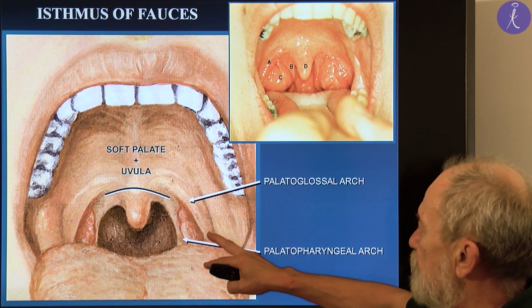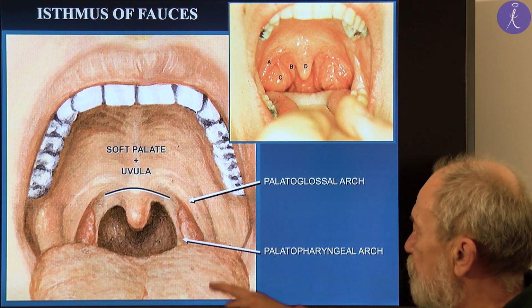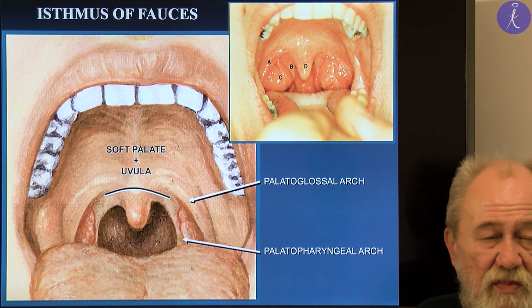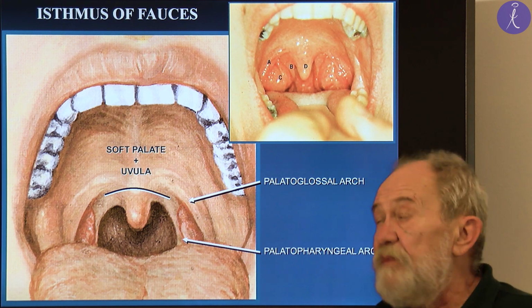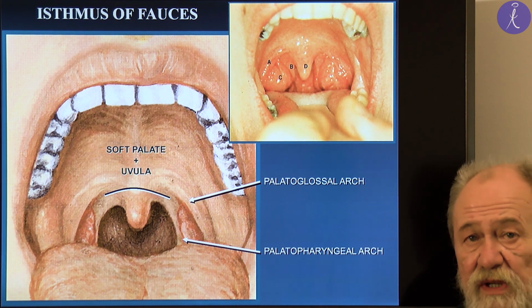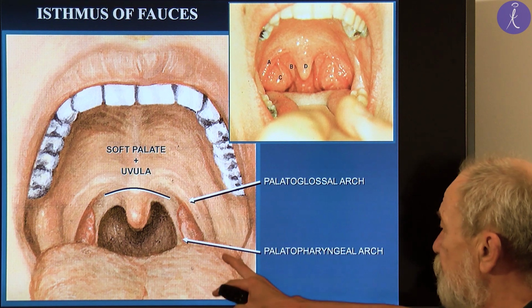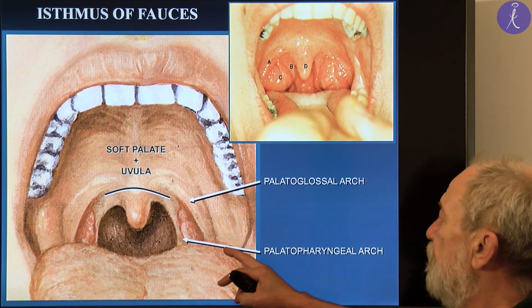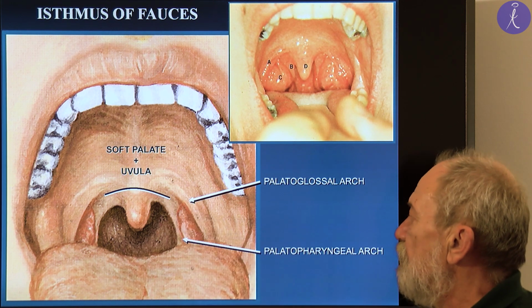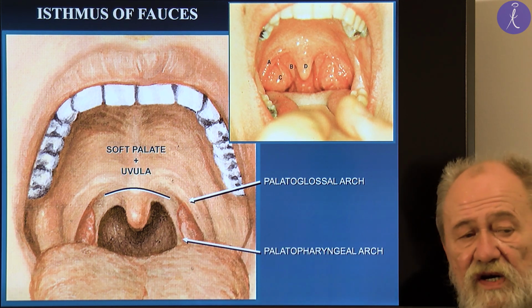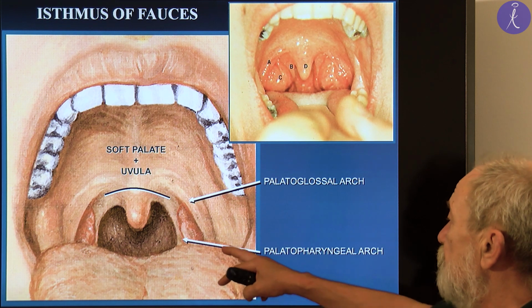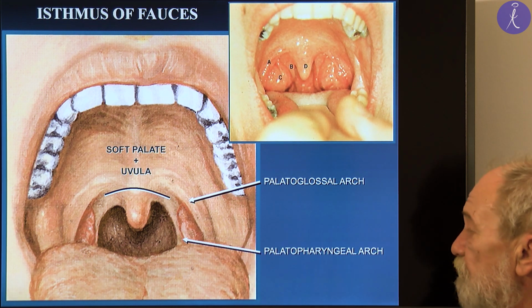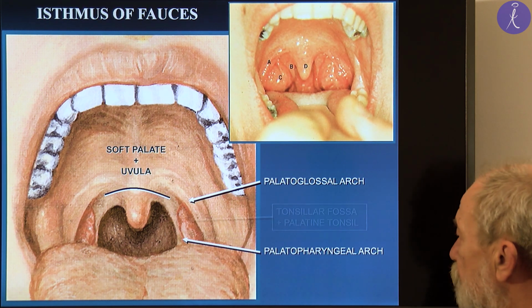The anterior arch is produced by the muscle descending to the tongue. So this muscle was the palatoglossus muscle, covered by mucous membrane, making an arch. This one is called the palatoglossal arch, the same name as the muscle inside has got. The posterior arch contains the muscle going down to the pharynx, the palatopharyngeal muscle, and therefore the arch produced by the muscle should be called the palatopharyngeal arch.